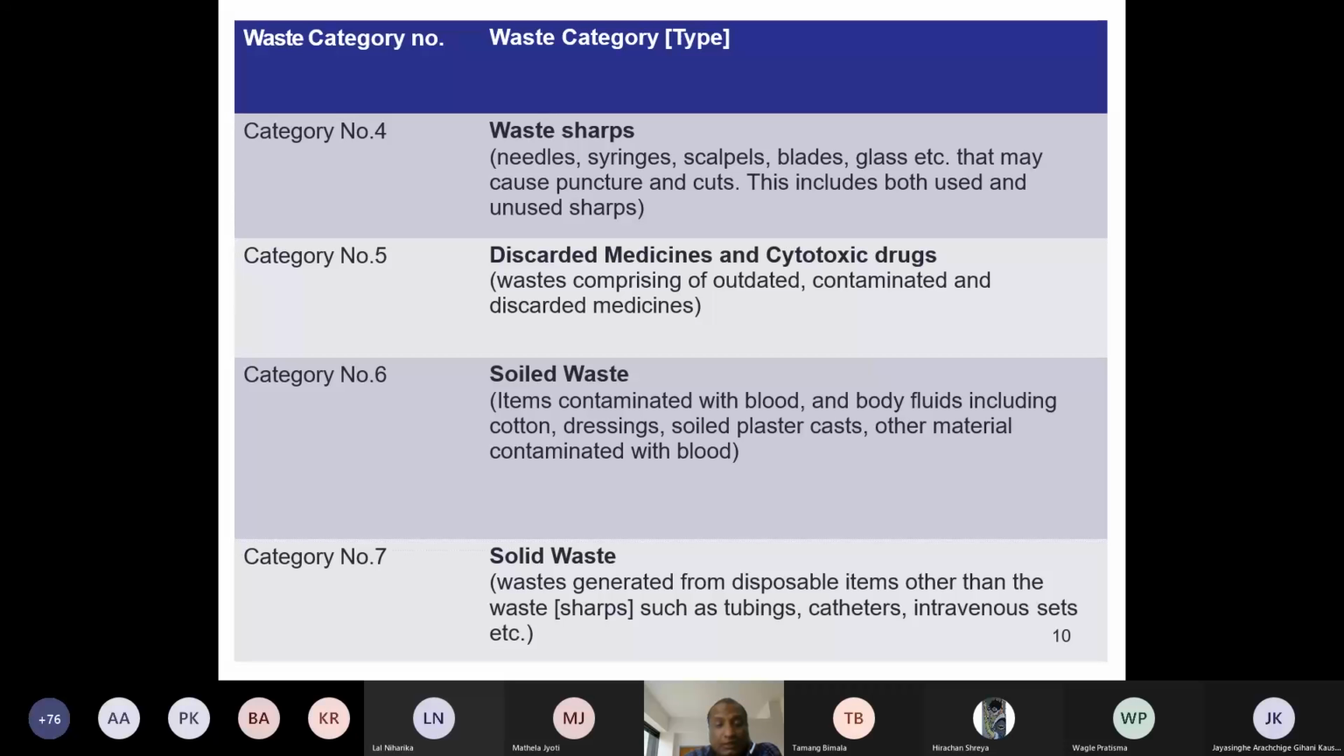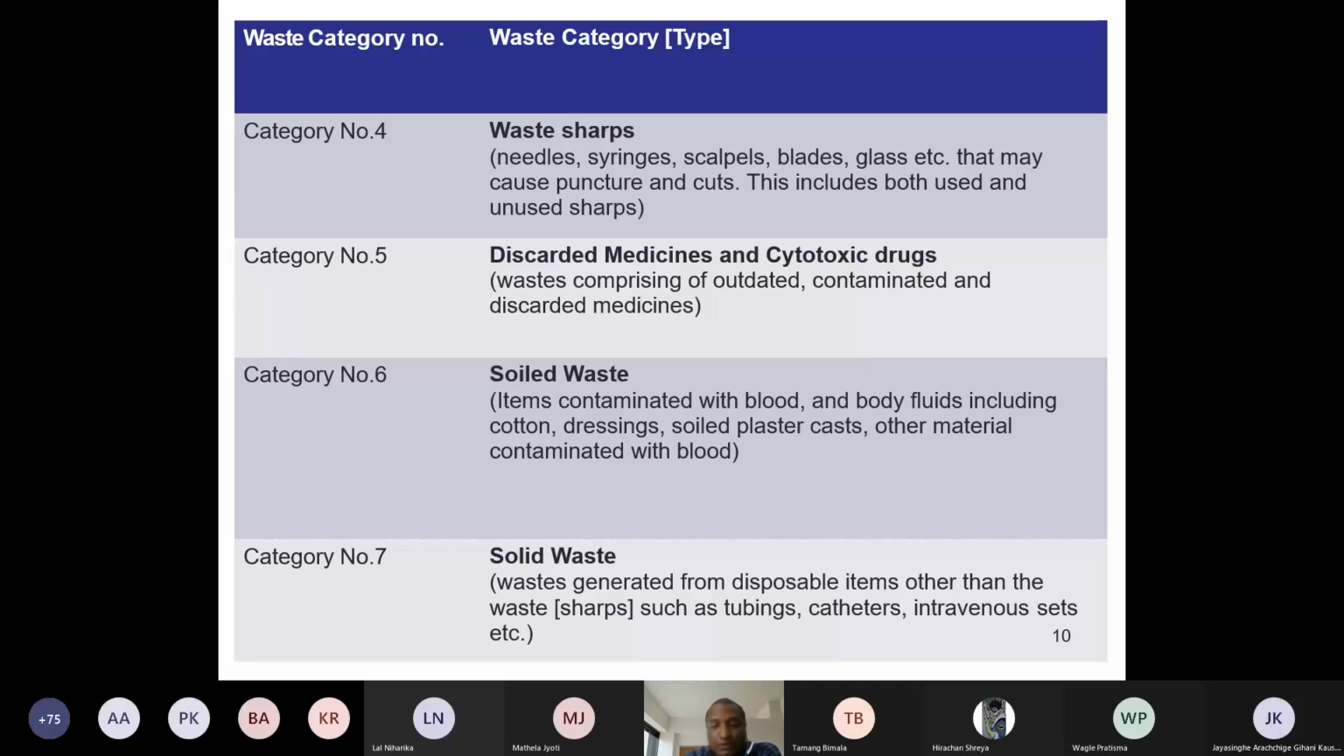Then category six contains soiled waste. Items contaminated with blood and body fluids, including cotton and dressings. These all come out from the various wards. Soiled plaster casts, basically from the orthopedic department. Other material contaminated with blood. Suppose you do surgery on a patient; the tools that we use, scissors and all other things, will be contaminated. Then we can reuse them by sterilization or autoclave or whatever facility is available.